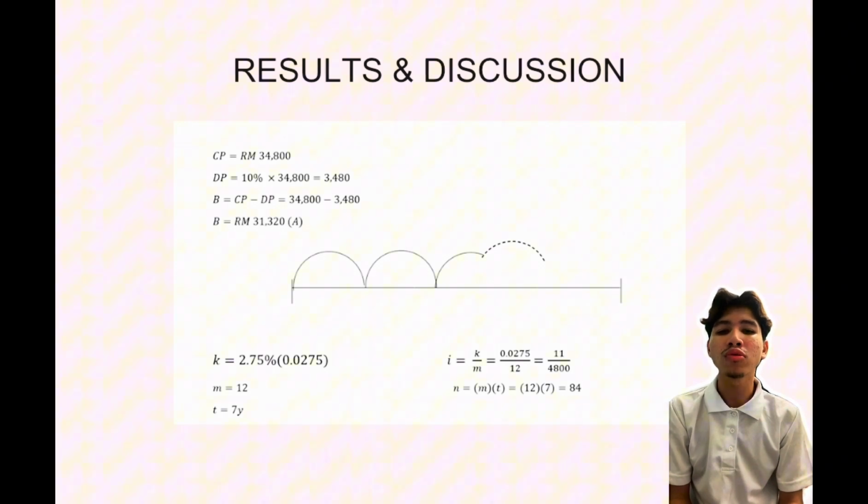For K is equal to 2.75%, we must convert it to 0.0275. And then the number of payments per year, which is M, is equal to 12. Next, T is equal to 7 years. Next, to find the I, we must use K over M, which is 0.0275 over 12, and the answer we get is 11 over 4,800. Also, to find N, we must use M multiplied with T, which is 12 multiplied with 7, and we will get 84.